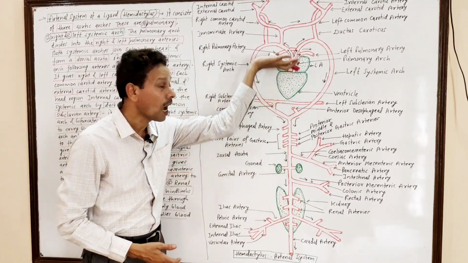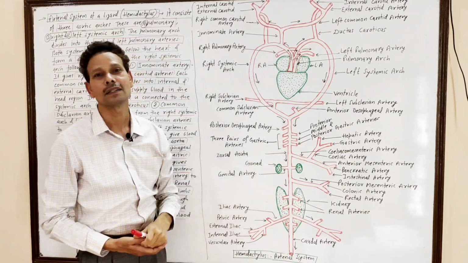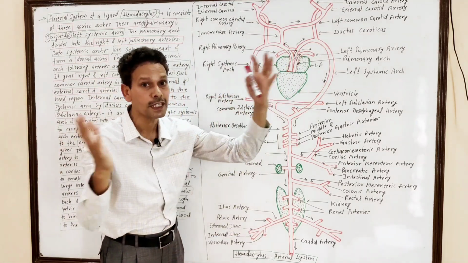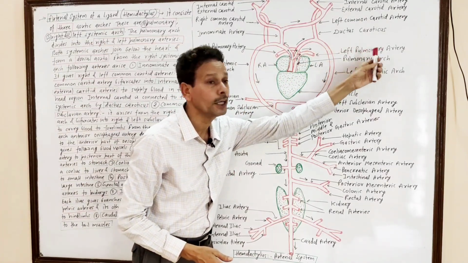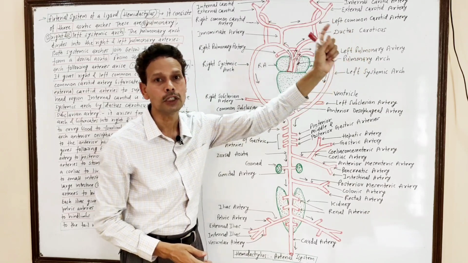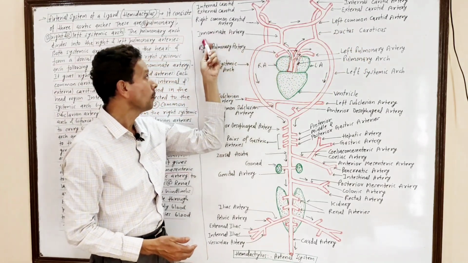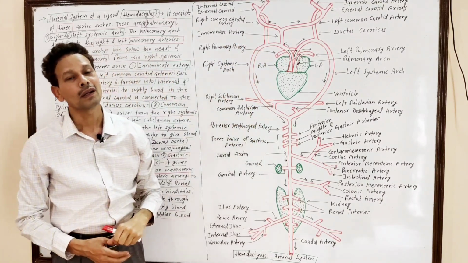Of these three main arcs, one is the pulmonary arc, and this pulmonary arc immediately bifurcates into two branches. One is the left pulmonary artery, which carries blood to the left lung, and the other is the right pulmonary artery, which carries blood to the right lung.